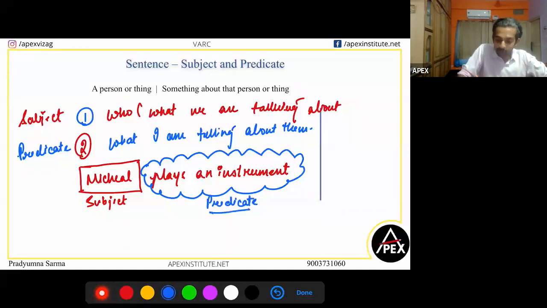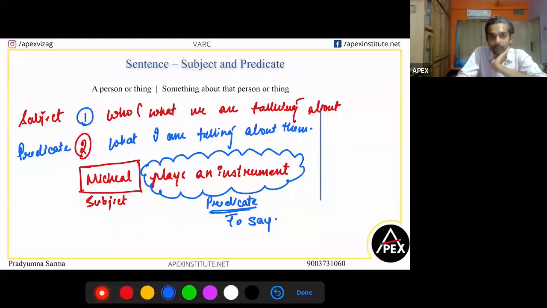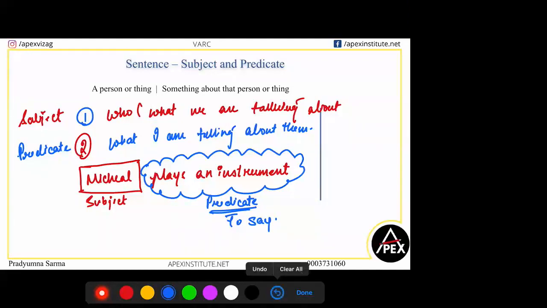In English language, predicate means to say. Whatever you say becomes the predicate. Okay? Am I clear? Yes, sir. Okay, all right.